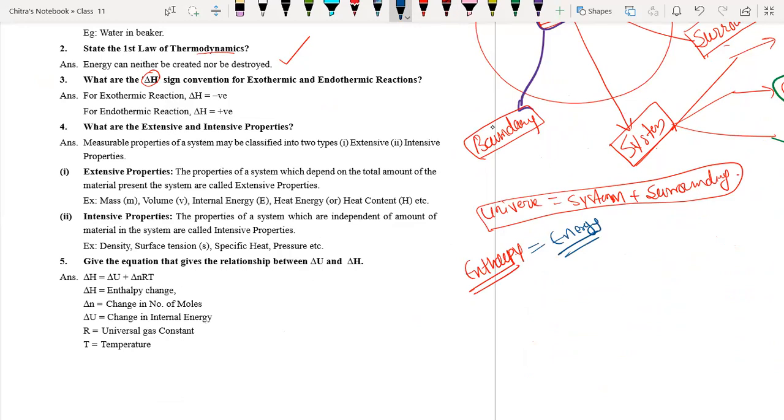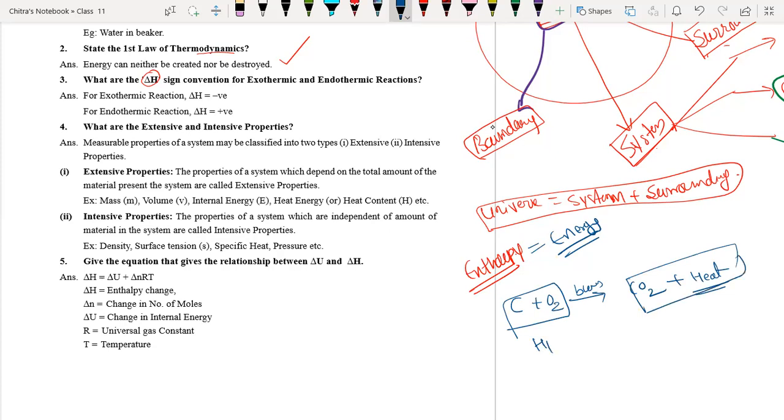Suppose in any chemical reaction we have carbon, when it burns with excess of oxygen or air, it forms carbon dioxide and heat energy. Yes, sir, it is an exothermic reaction. If heat energy is released during the chemical reaction, that means the heat content of that substance decreases. Suppose here we have initial enthalpy H1, and after burning, heat energy has been released, so now we have the final enthalpy, represented by H2.